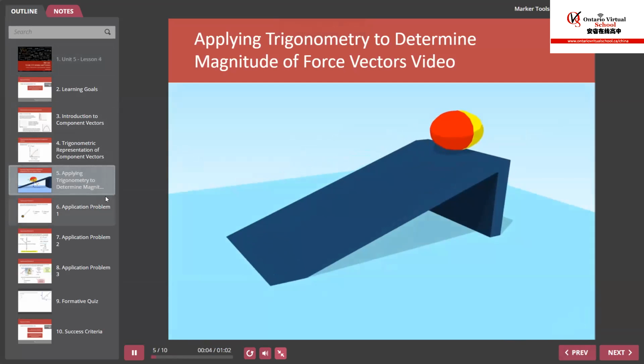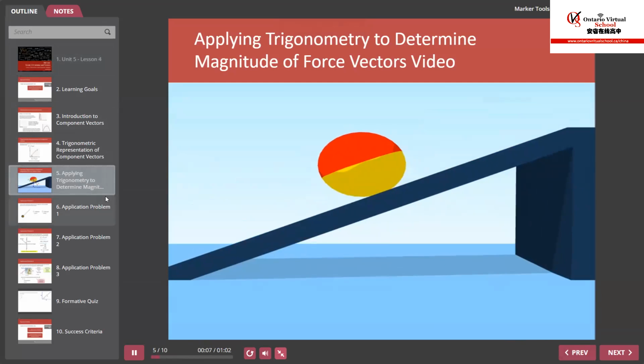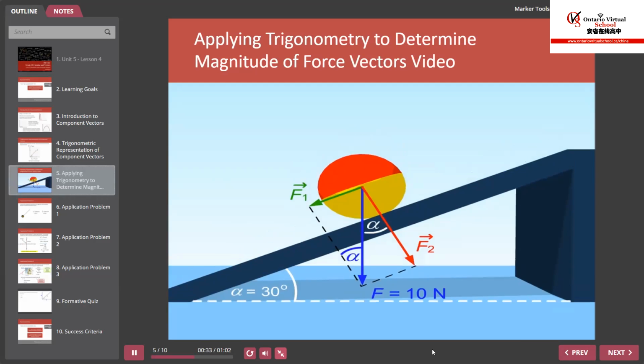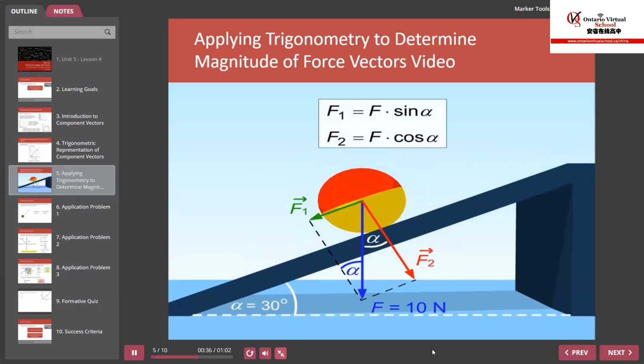It is quite easy to calculate the magnitudes of the component forces when these forces are perpendicular to one another. Applying trigonometric functions, we can then calculate the magnitudes of the forces. The angle between the two forces, F1 and F2, is the same as the angle of inclination of the plane. Both triangles formed by the forces are right-angled triangles and are congruent, which means that their angles and their sides are identical. In the picture, we can see that F1 equals F multiplied by sine alpha. F2 equals F multiplied by cosine alpha.